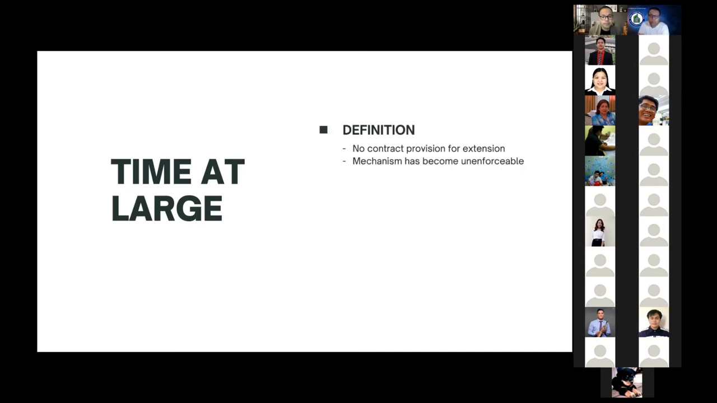So the contract enters a state that we call time at large. When the contract is set at large, the time is no longer binding on the contractor. Time is deemed to have been at large when the agreed completion date expires and there is no mechanism in the contract that allows for extension, or when the mechanism in the contract has broken down and becomes unenforceable. So what is the effect?